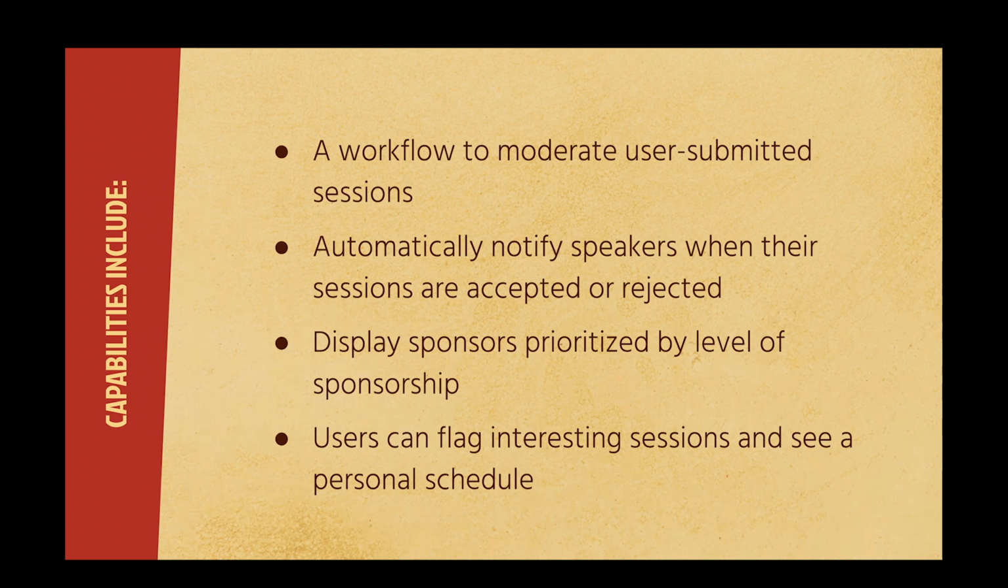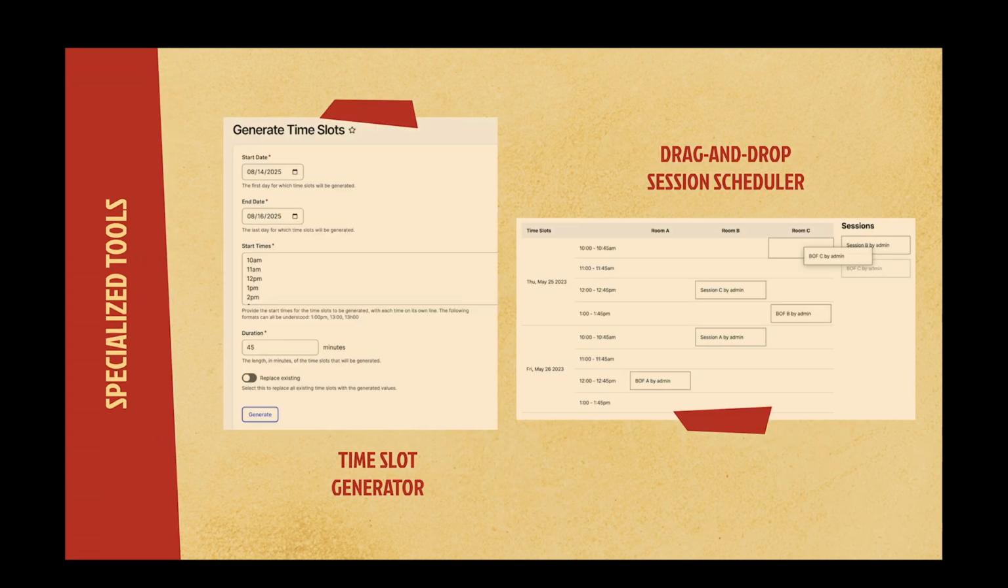So as you use the Event Platform, you're going to be able to do things like take advantage of a workflow to moderate user-submitted sessions. It will automatically notify speakers when their session is accepted or rejected. You can do things like display sponsors prioritized by the level of sponsorship they've committed to. And then also there's a capability to have users flag sessions that they're interested in and then see a schedule of the sessions that they've flagged for potentially attending.